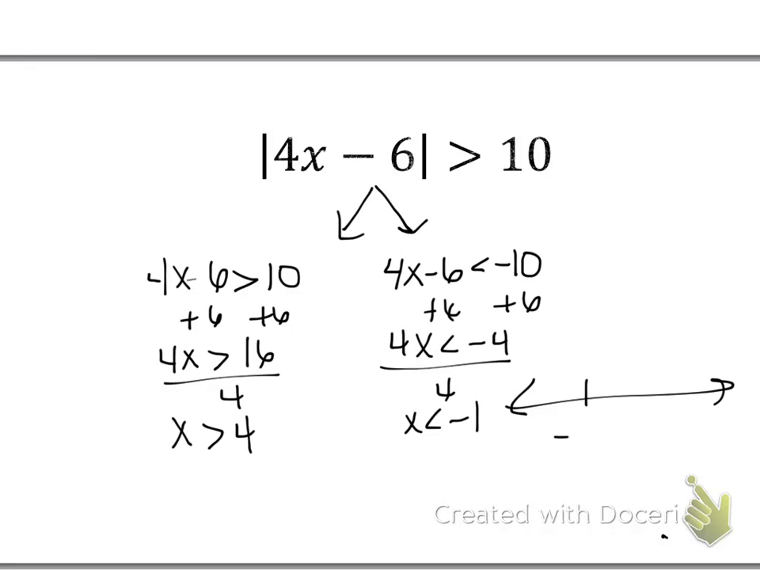So we got negative 1, 4, both being open dots. This one shaded to the left. This one shaded to the right.